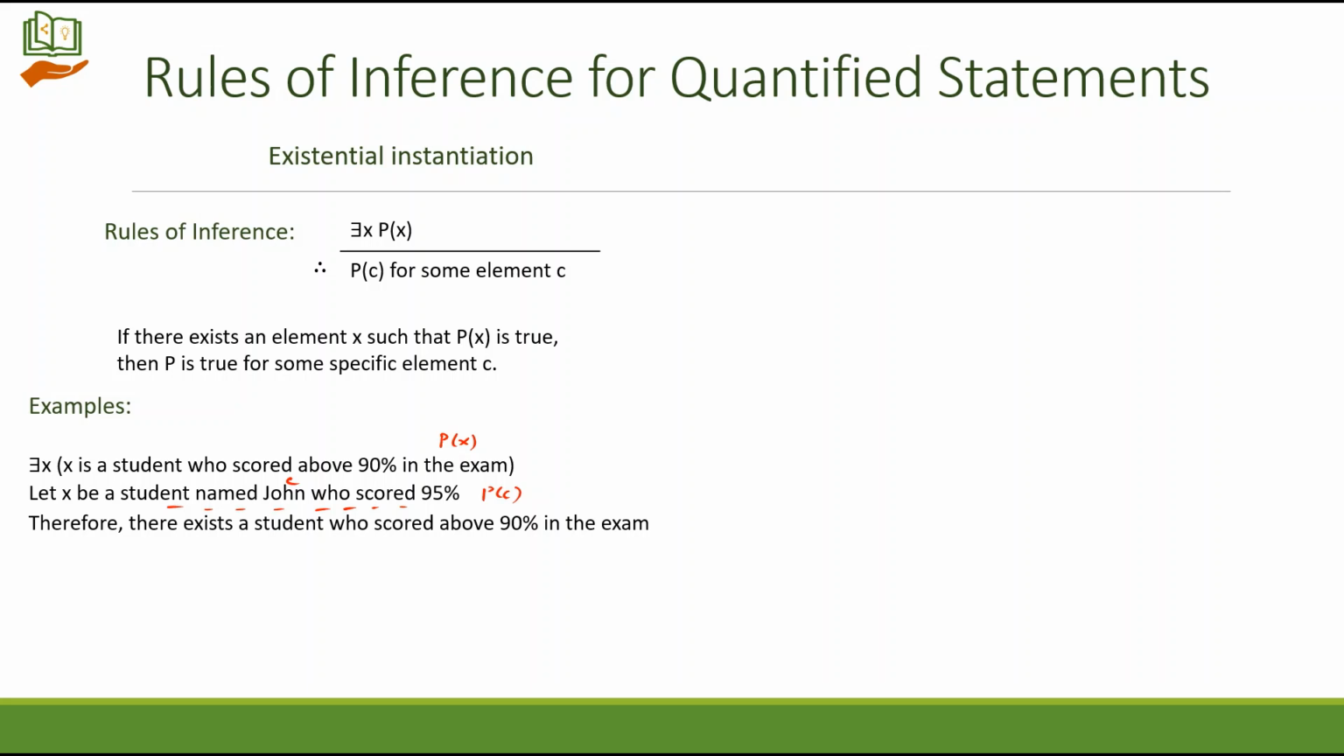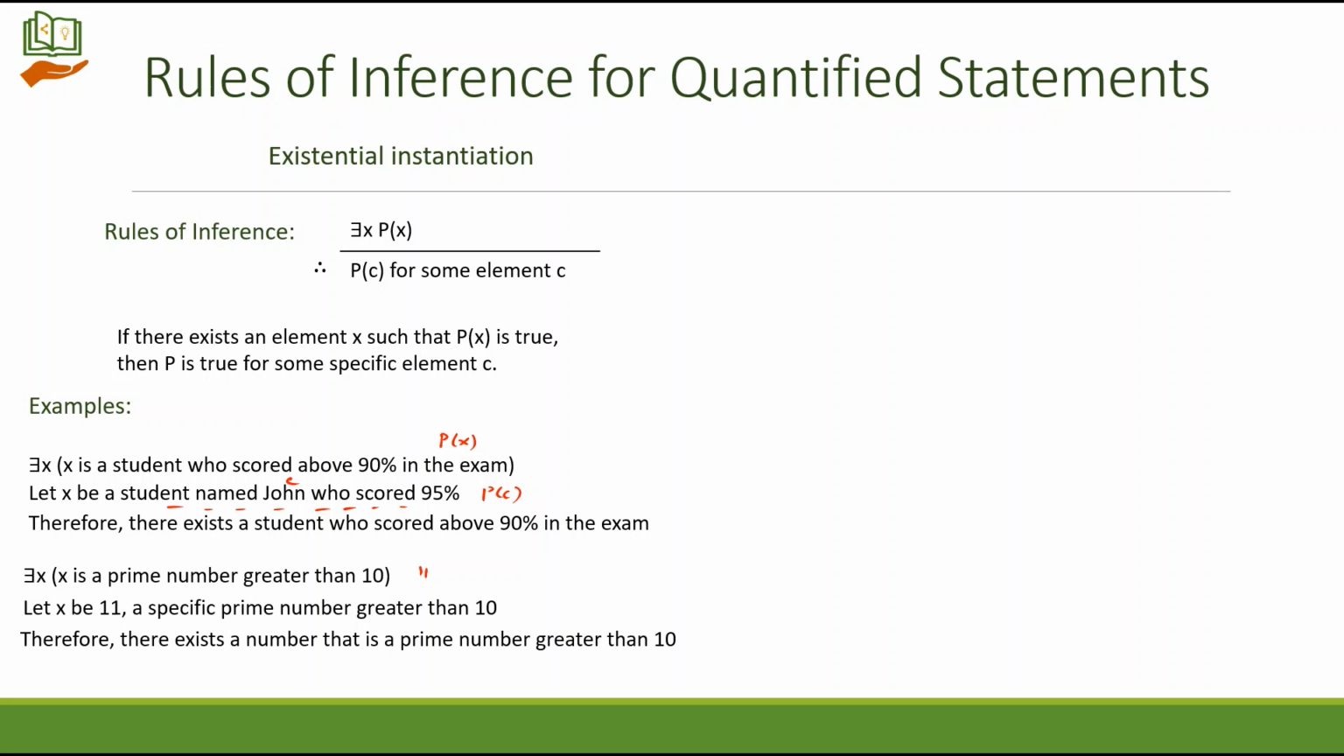Next we'll get into a math example. X is a prime number greater than 10. So 11 we can take in specific. A specific prime number is greater than 10. There exists a number that is a prime number greater than 10.